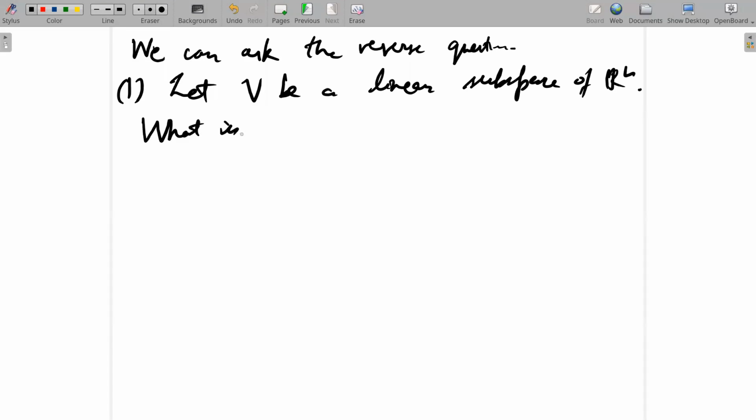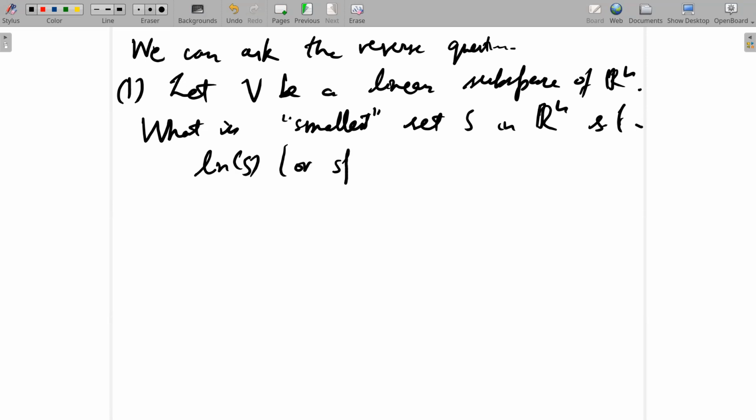Or the smallest generating set, so to say. What is the smallest generating set of V? So what is the smallest set S? The reason I put smallest in quotes is because the smallest may not be unique. There can be many smallest things or many minimal elements, so to say, such that lin S or span S is equal to V.